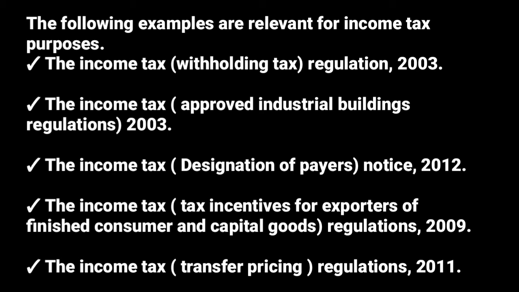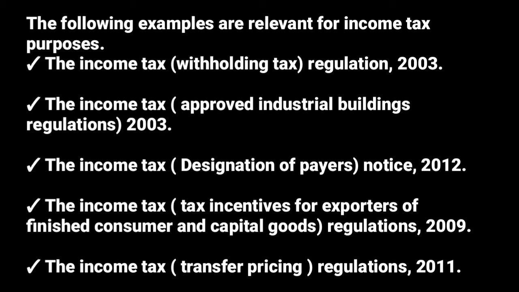Let's look at some of the examples that are relevant for income tax administration purposes. We have the Income Tax (Withholding Tax) Regulations 2000. We have the Income Tax (District) Rules, which are also for 2000. We have the Income Tax (Approved Industrial Buildings) Regulations 2003. Then we have the Income Tax (Designation of Payers) Notes, which is 2012.